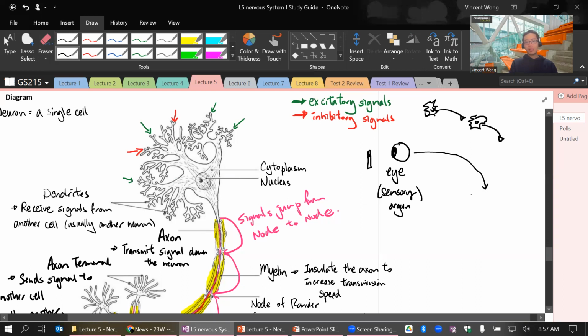Okay, and then somewhere along the way, you might get the information to the central nervous system, and you're going to process that information, and then you will send the signal back out to some structure. It could be a muscle, right? Could be a gland. Could be an organ, and it will tell these things to respond accordingly.